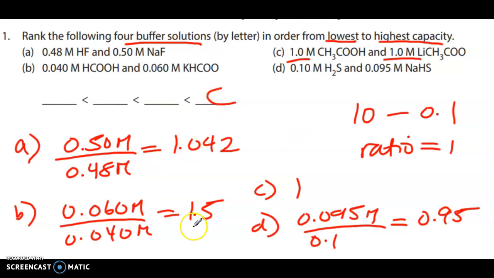Our next strongest is going to be A, right? It's a little bit closer. Then D, and our weakest is B because it's 0.5 off. So all of them are effective buffers, but we can still rank their capacities based on how close they are to the ratio of being 1. Okay, so we do have 2 more example problems to work through in our next video.